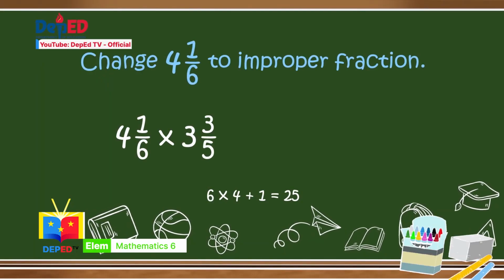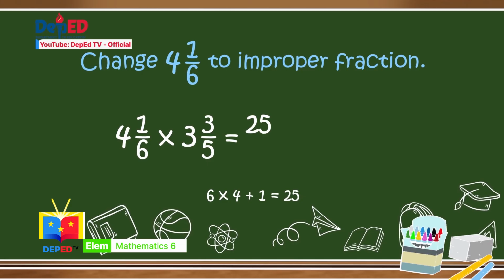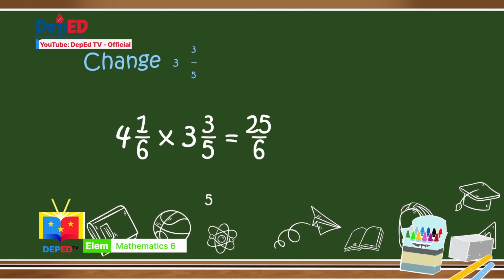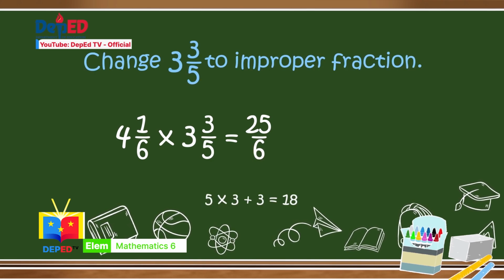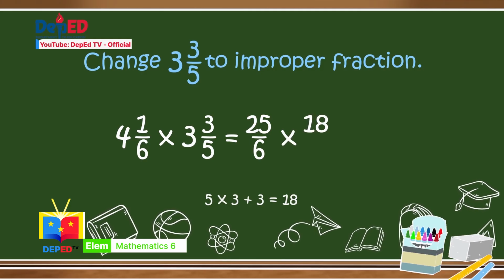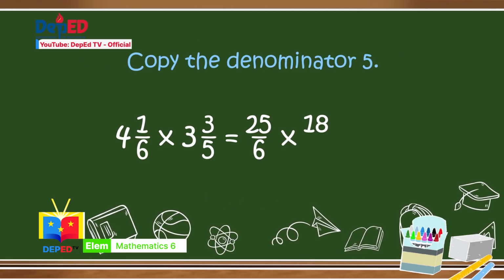First, change 4 and 1/6 to improper fraction. 6 multiplied by 4 plus 1 equals 25. Copy the denominator 6. We have 25/6. Also, change 3 and 3/5 to improper fraction. 5 multiplied by 3 plus 3 equals 18. Copy the denominator 5. We have 18/5.